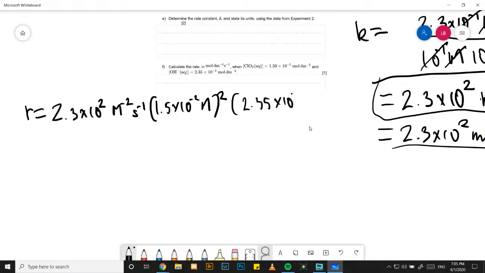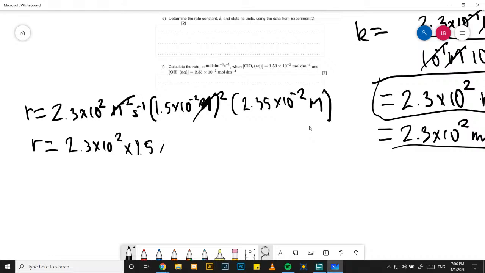2.35 times 10 to the negative 2 M. The M to the negative 2 cancels out with the M inside here, because what you have is an M squared. So I can cancel this out, and I can cancel out the M negative 2 over here. I'm just doing that right now. So now I have 2.3 times 10 squared times 1.5 times 10 to the negative 2 all squared times 2.55 times 10 to the negative 2 M.